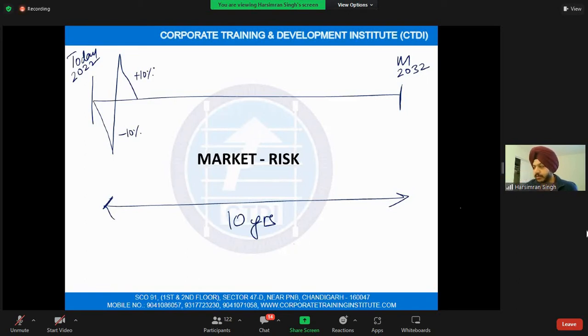When we come to year 2027, how much time is remaining for the bond to mature? 5 years. If at that time interest rate changes by 1%, the fluctuation will only be 5% up or down.